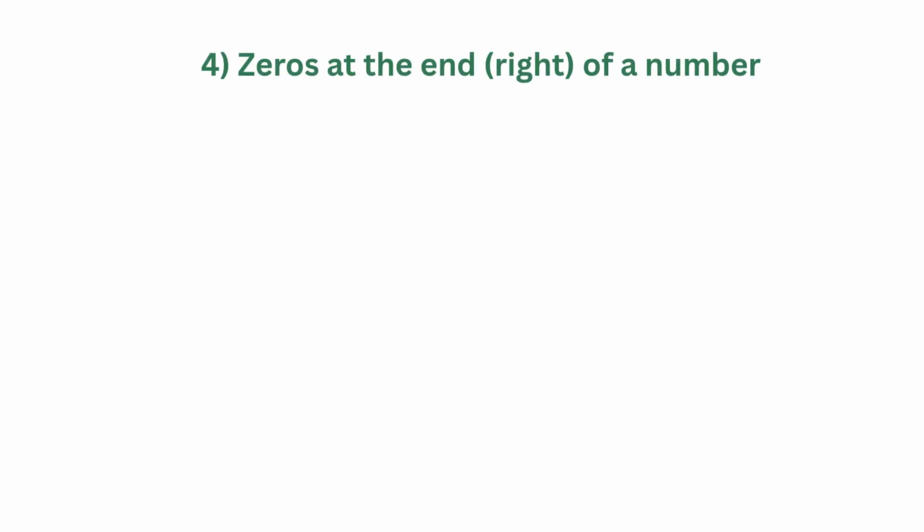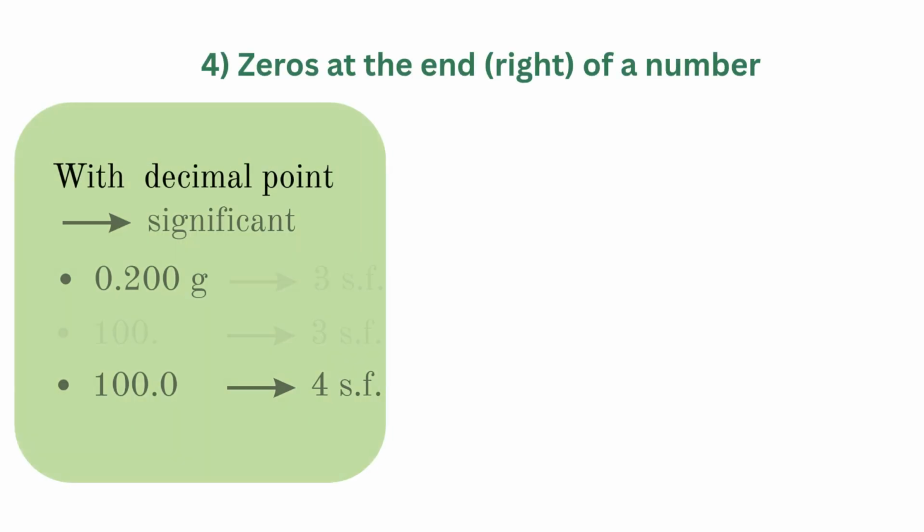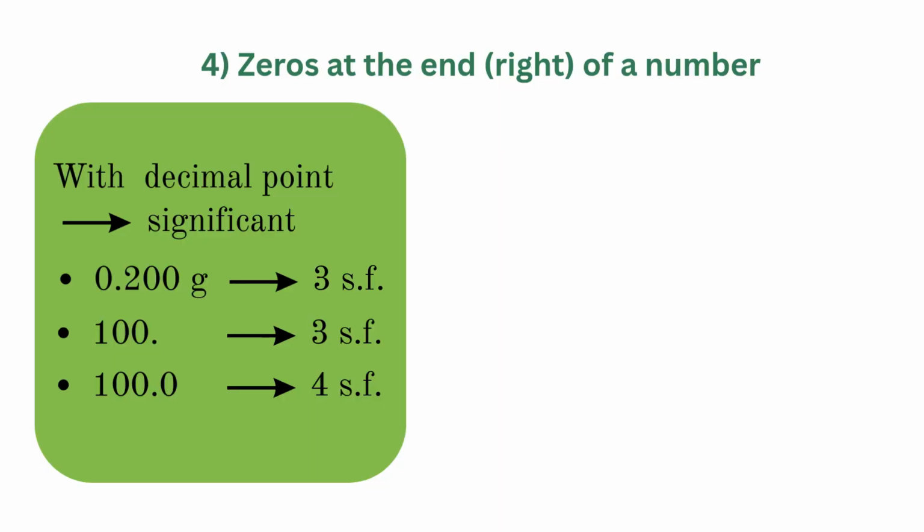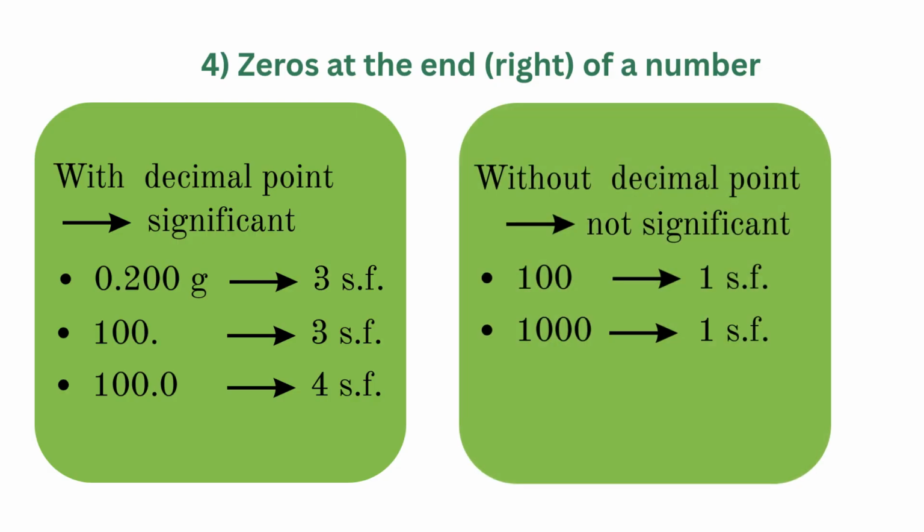Rule number 4 deals with zeros at the end of a number. If a decimal point is present, the ending zeros are significant. For example, 0.200 has 3 significant figures. 100. has 3 significant figures. 100.0 has 4 significant figures. However, without a decimal point, ending zeros are generally not significant. So, 100 has 1 significant figure. 1000 has 1 significant figure.